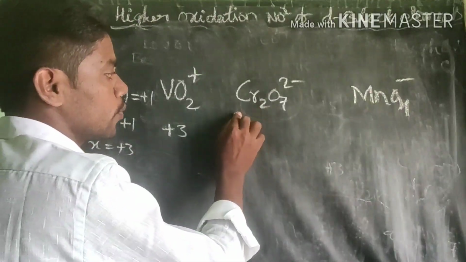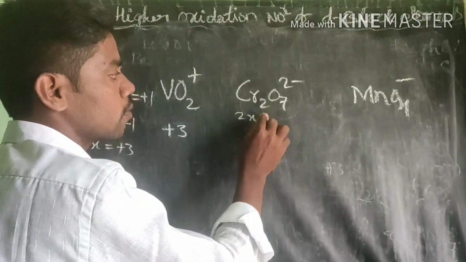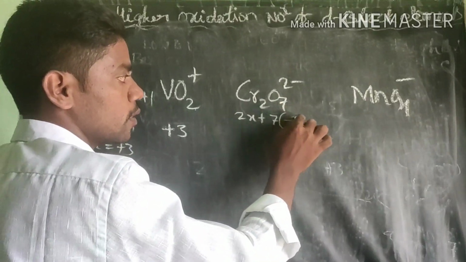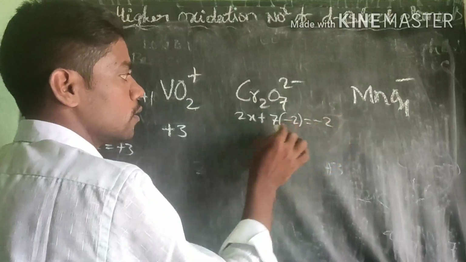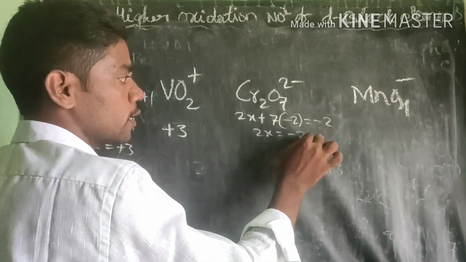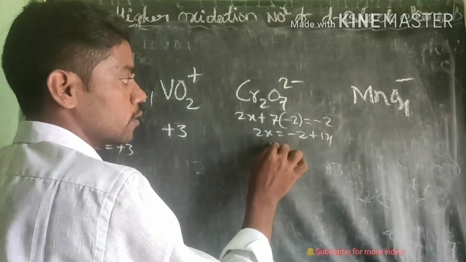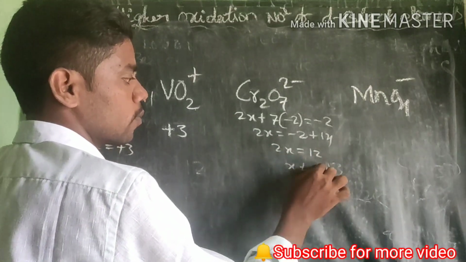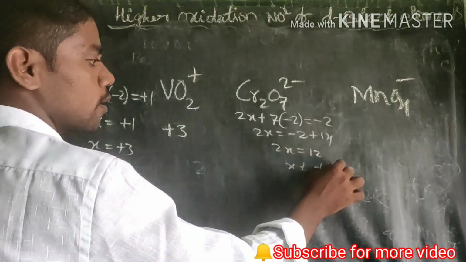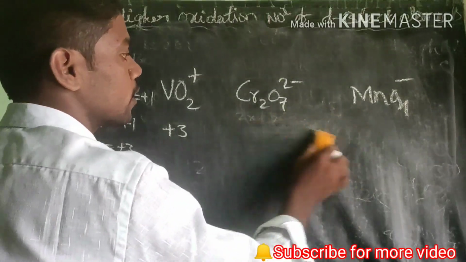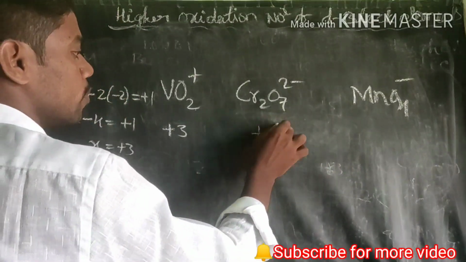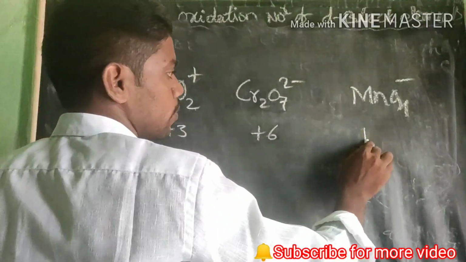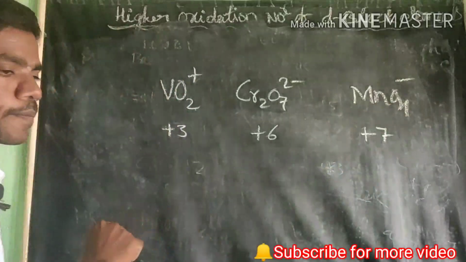Here chromium, if you take 2, there are 2X, plus 7 oxygen, 1 oxygen means -2, equal to -2. Therefore 2X equals -2 plus 14, therefore 2X equals 12, therefore X equals +6. Therefore in this state the chromium is in +6 oxidation state. Next here the +7 oxidation state.